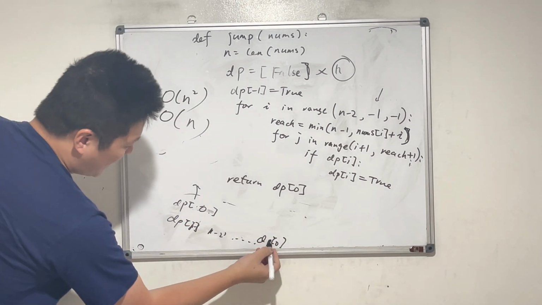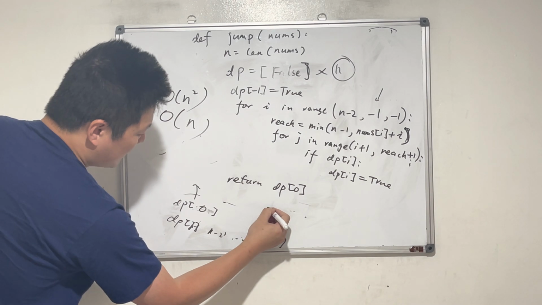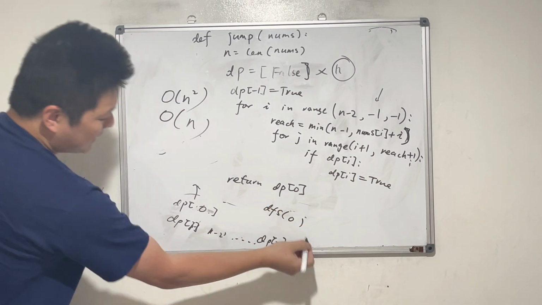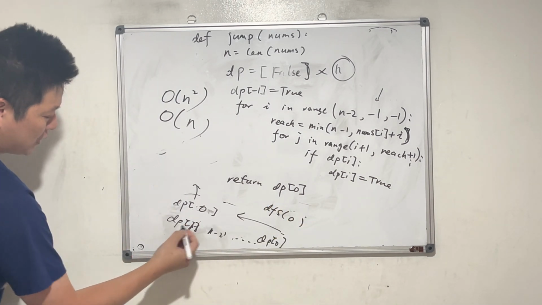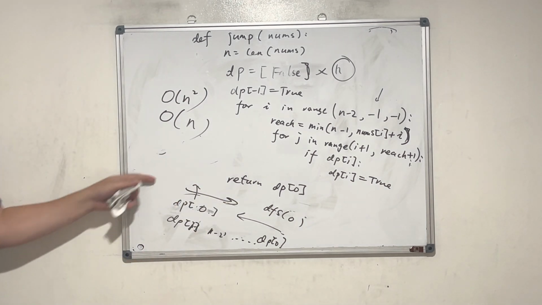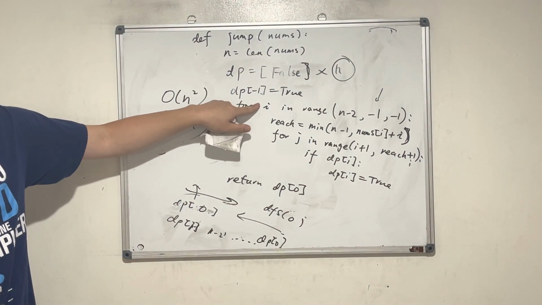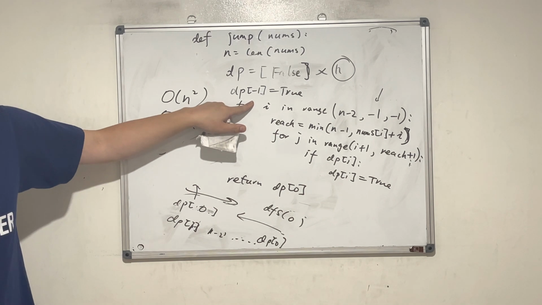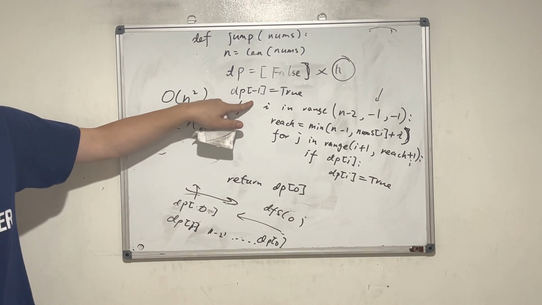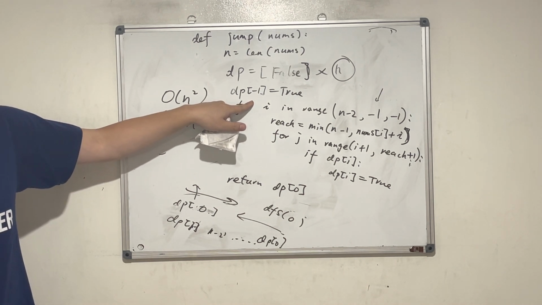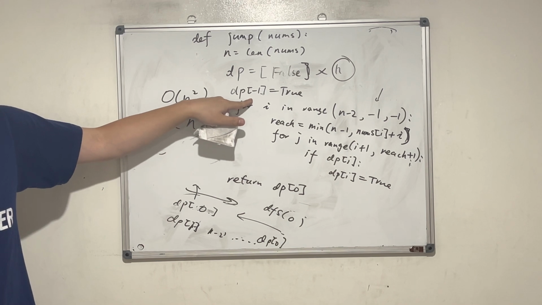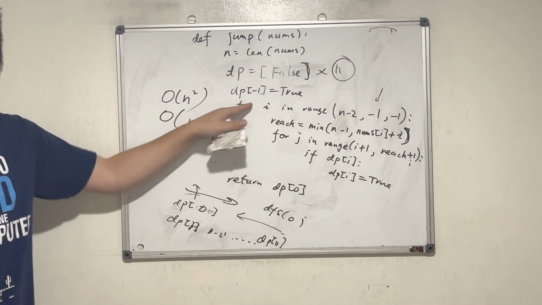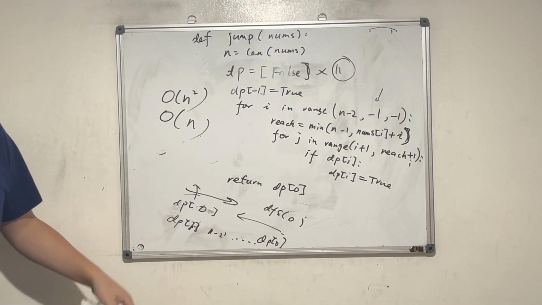But top-down, remember, we return dfs(0). So it's this way. Top-down. Bottom-up is this way. Got it? Because we start filling this dp minus 1. What does dp minus 1 mean? Just very simple. What's dp minus 1? dp minus 1 means the first, or last? Come on. Last. dp0 is the first.